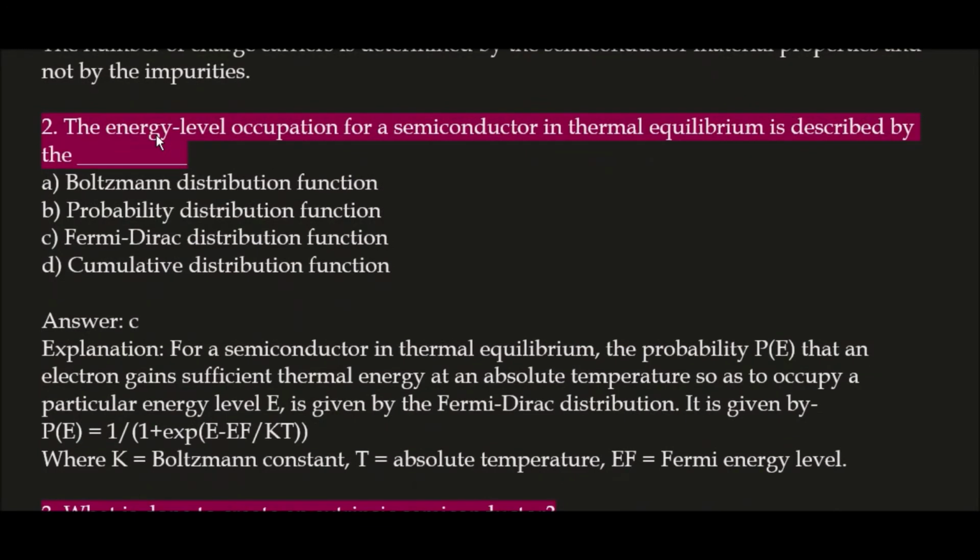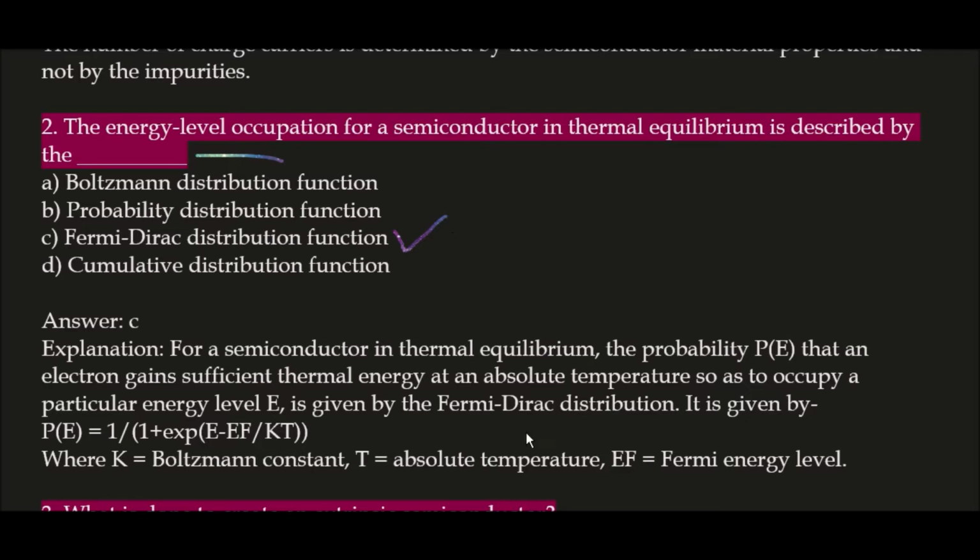Next question. The energy level occupation for a semiconductor in thermal equilibrium is described by, the correct answer is option C, Fermi-Dirac distribution function. This is a very important question. Just listen to me very carefully. For a semiconductor in thermal equilibrium, the probability P(E) that an electron gains sufficient thermal energy at an absolute temperature so as to occupy a particular energy level E is given by the Fermi-Dirac distribution function.